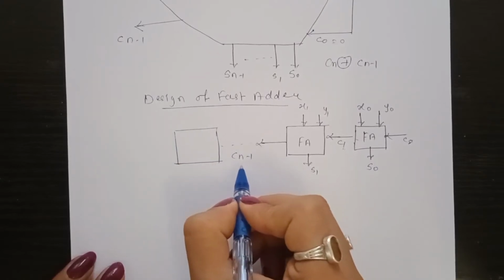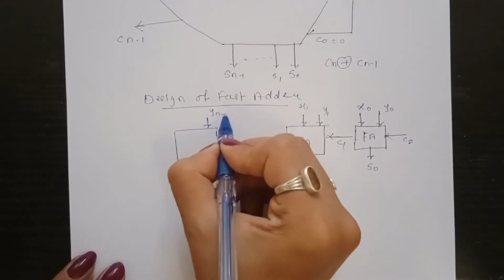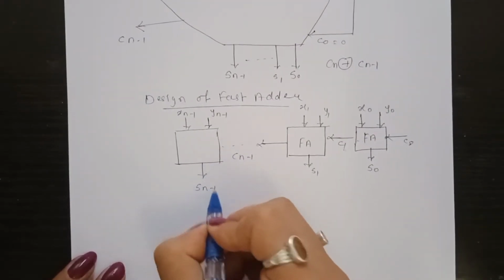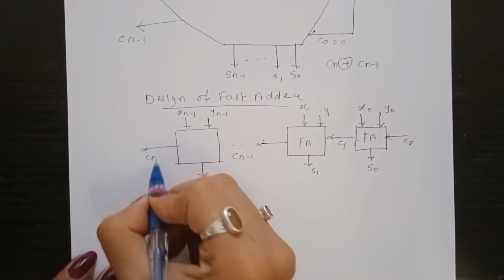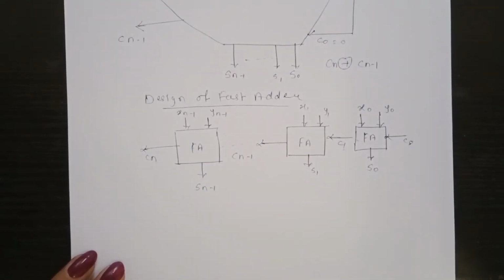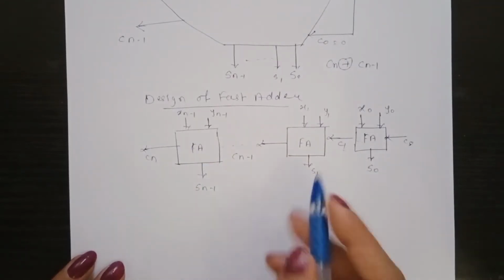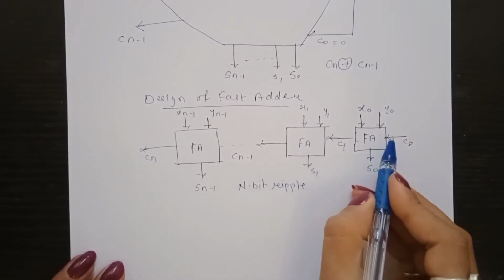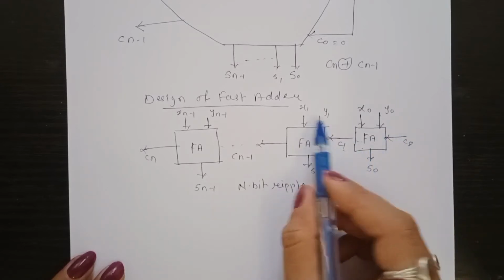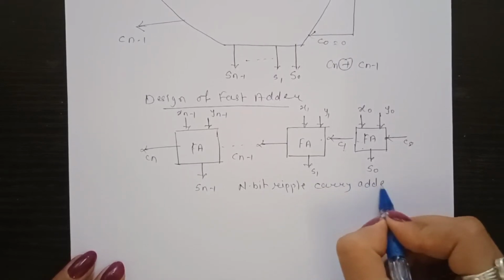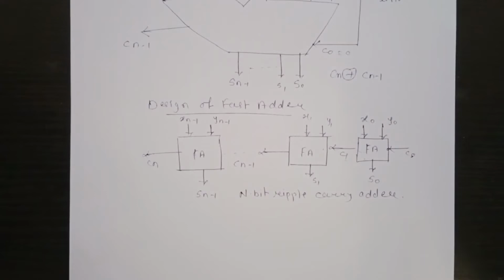Now if your input carry is Cn minus 1, what will be your inputs? Yn minus 1, Xn minus 1. Your sum will be Sn minus 1 and your output will be carry out, that is Cn. Okay, so this is the n-bit ripple carry adder. As your carry is propagated from one full adder to another full adder, it is called an n-bit ripple carry adder. Okay, so this is the design for the adder.